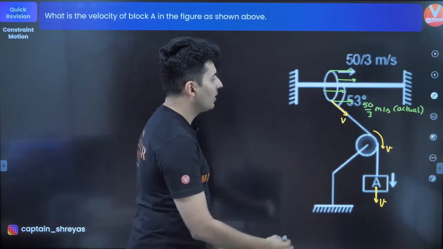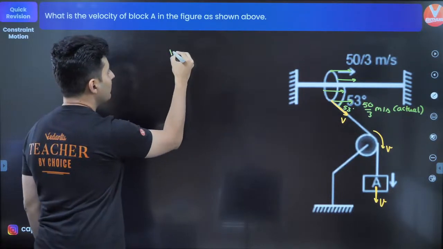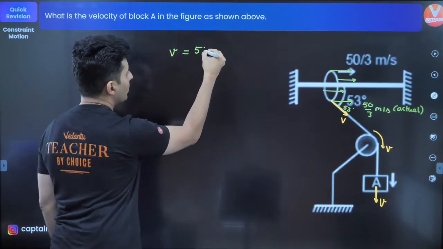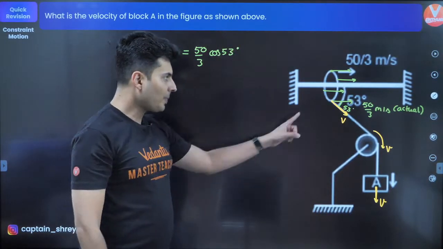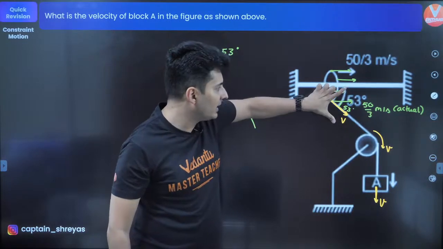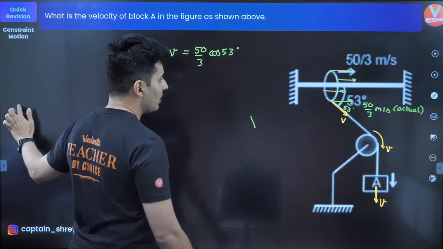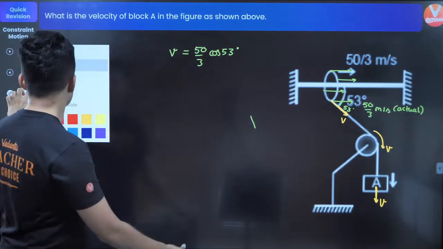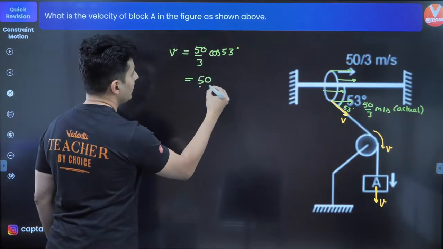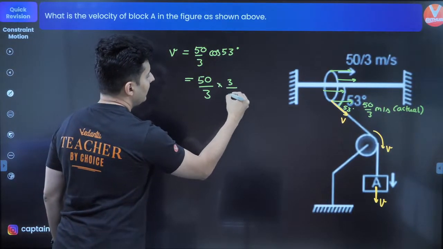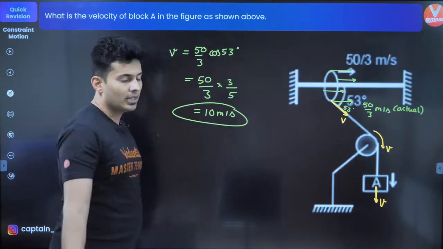If this is the actual velocity and this angle is 53 degrees, it means V is actual velocity times cos 53 degrees. You split it. This V in the yellow color is the component of it. All right. So what is cos 53, guys? You all know it, right? Cos 53 is nothing but 3/5. 3 goes, 5 goes. So only 10 is remaining. So 10 meters per second is the answer.